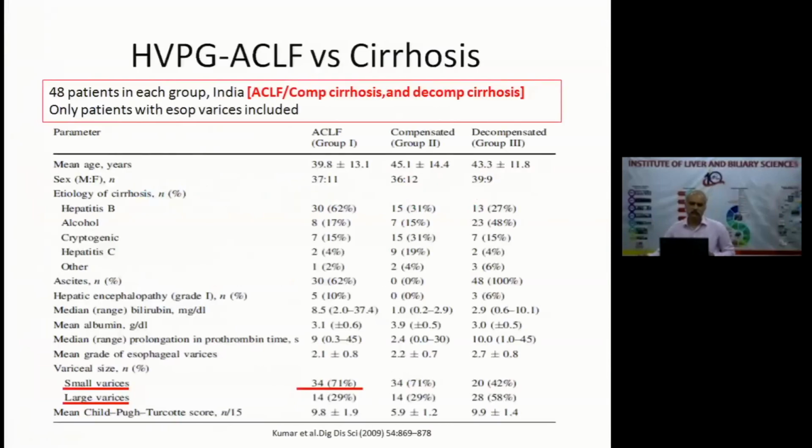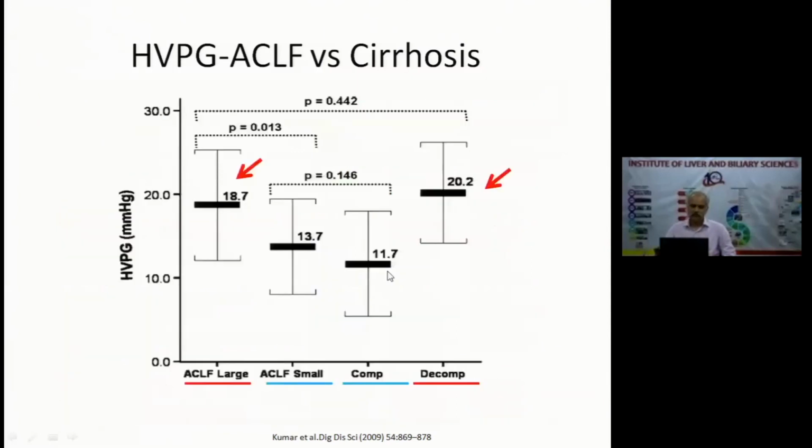This is our data in which we studied 48 patients in 3 groups: ACLF, compensated cirrhosis, and decompensated cirrhosis. In the ACLF group, large varices were found in 30% and small varices in 70% of the patients. Now, if we see the HVPG levels in the 3 groups, ACLF patients with large varices had comparable HVPG as the decompensated cirrhotic patients, whereas ACLF patients with small varices had comparable HVPG levels as compared to the compensated cirrhosis patients.